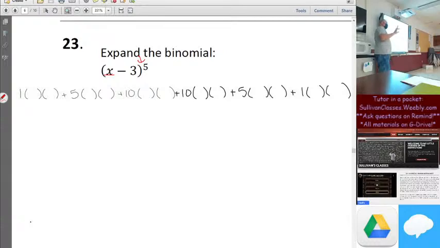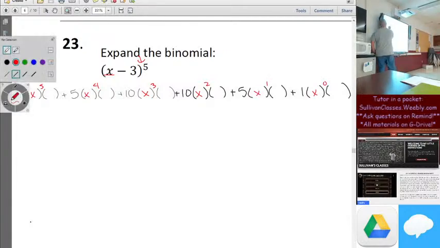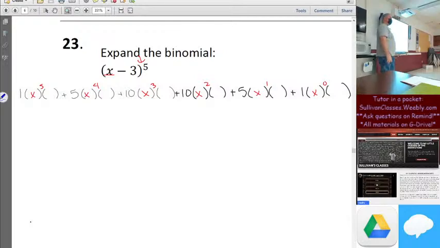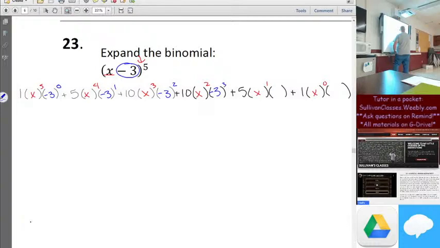The first term will start at 5 and work its way down to 0. So x to the 5th, x to the 4th, x to the 3rd, 2nd, 1st, 0. What'll happen in the second part? It'll head up, and make sure that you use -3 to the 0, -3 to the 1st, -3 2nd, -3 3rd, -3 to the 4th, -3 to the 5th.